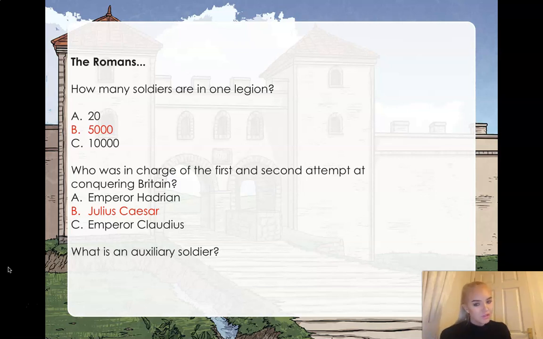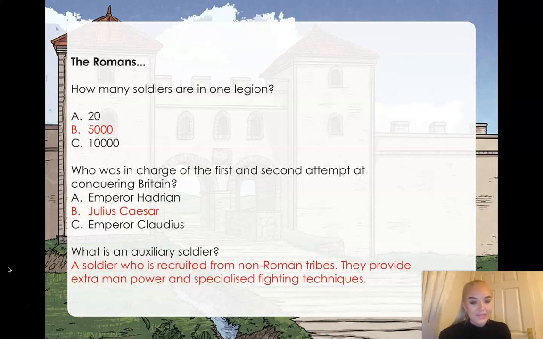Finally, do you remember what an auxiliary soldier is? An auxiliary soldier is a soldier who is not Roman. They are recruited from non-Roman tribes because they provide that extra manpower, that strength, and also those specialised fighting techniques. Okay, so we're going to be doing a few more of these retrieval questions, not only for our Anglo-Saxon topic, but also way back to our Roman time as well.